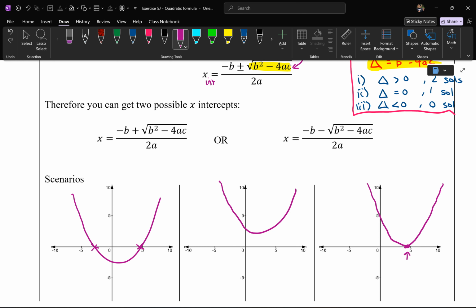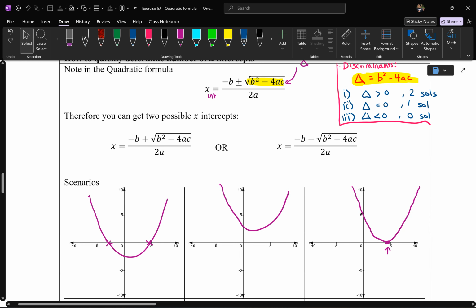2 solutions means you end up with 2 intercepts. 1 solution means that you end up with 1 intercept. And 0 solutions, or no solutions, just means no x-intercepts. So that makes sense graphically. But why does it work algebraically? Well, let's think about it.